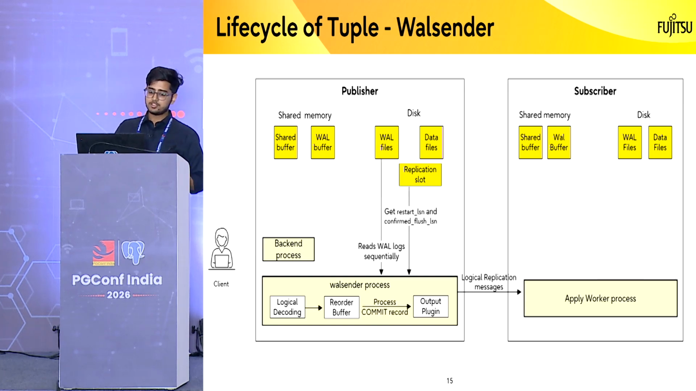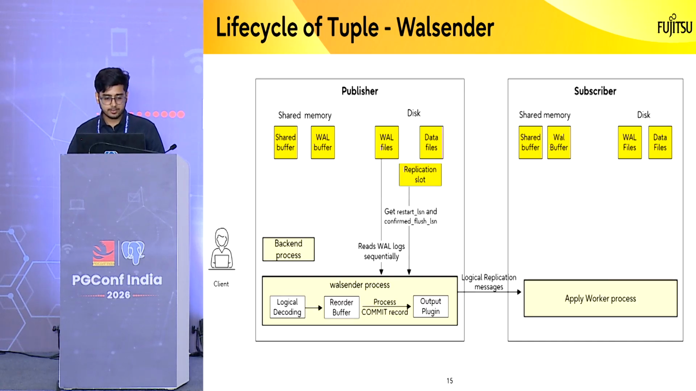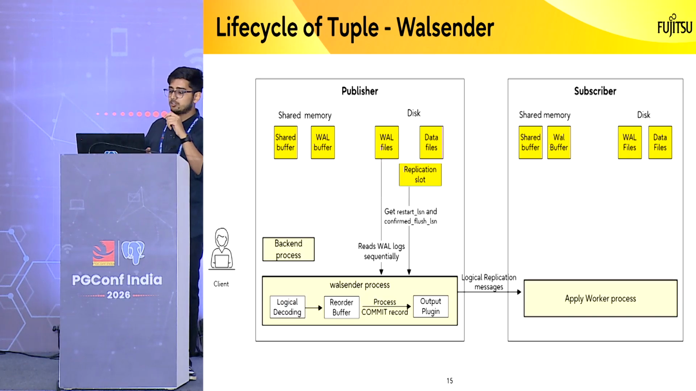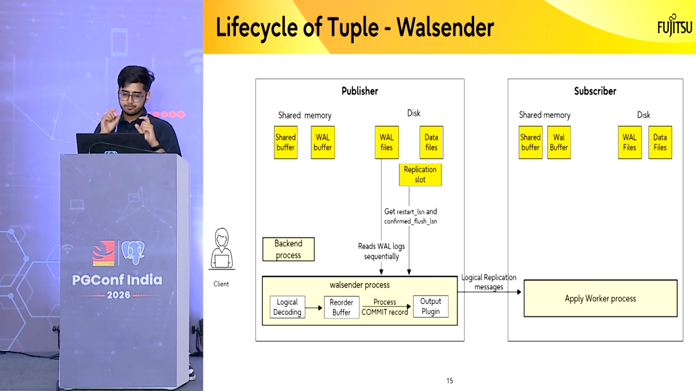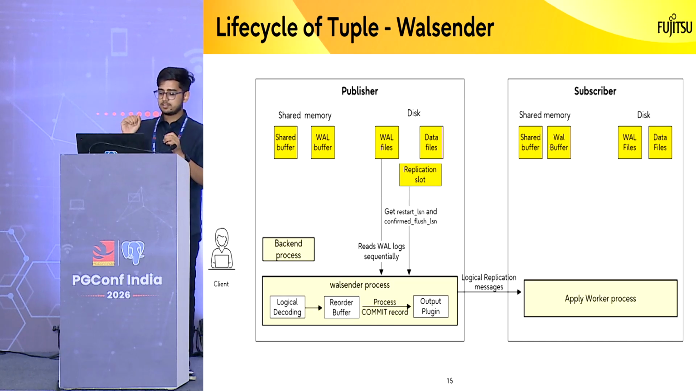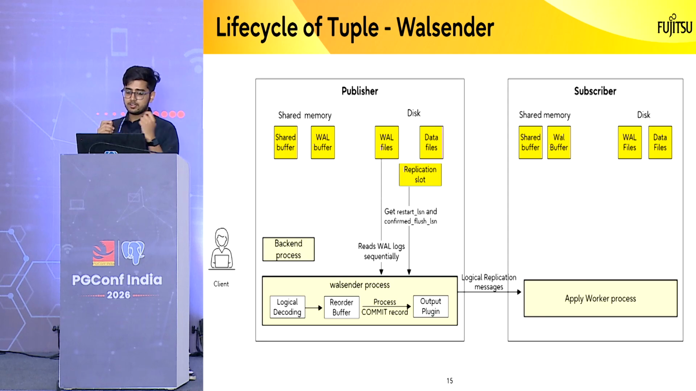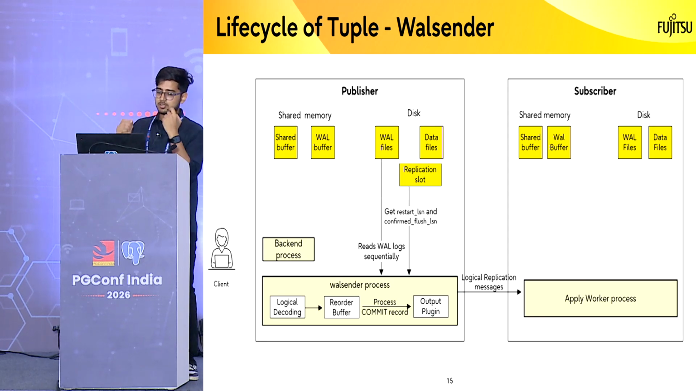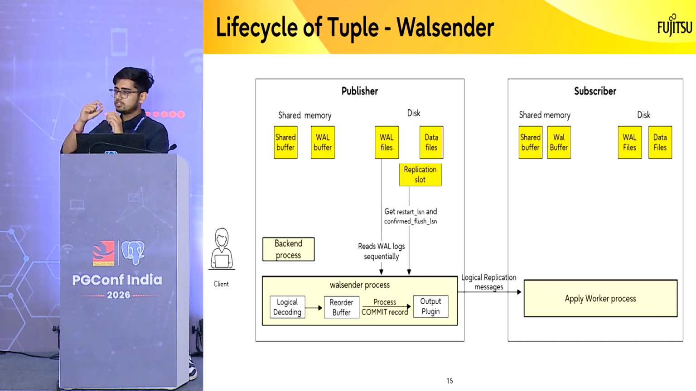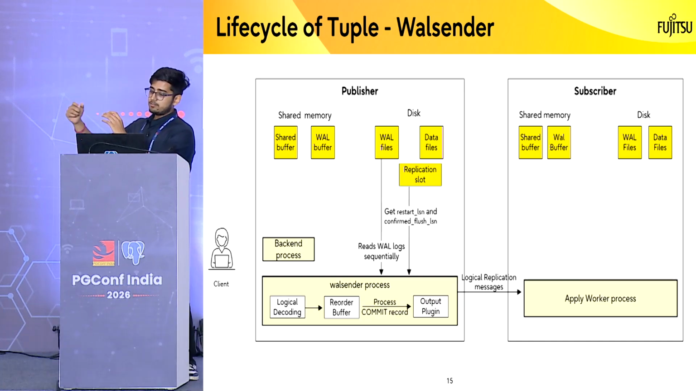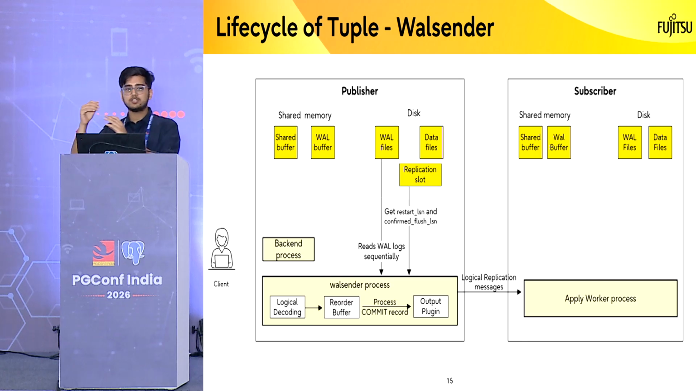Once these WAL files are generated, the WAL sender process will start reading these WAL files, and it will also check the replication slot. It will get the values of restart LSN and confirmed flush LSN, and with the help of the LSN values, it will start reading the WAL files and start the logical decoding of the WAL files. So the physical changes are converted into logical changes, and then logical replication protocol messages are constructed, which are sent to the subscriber node.